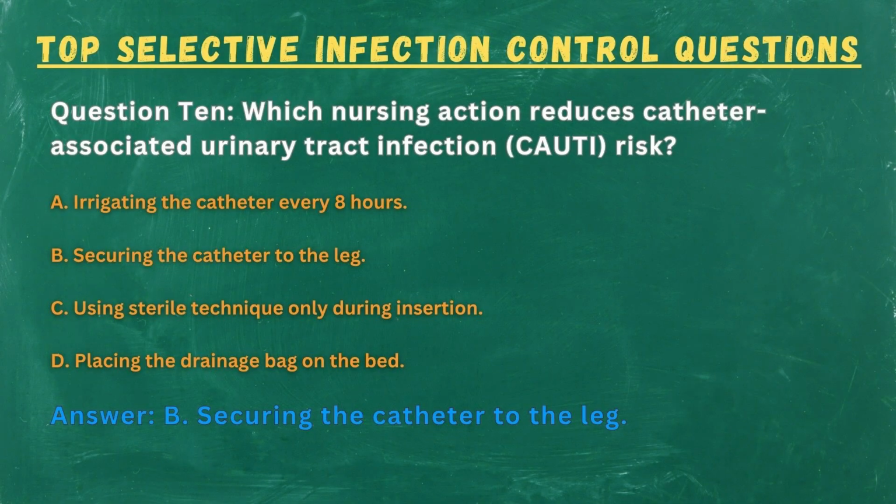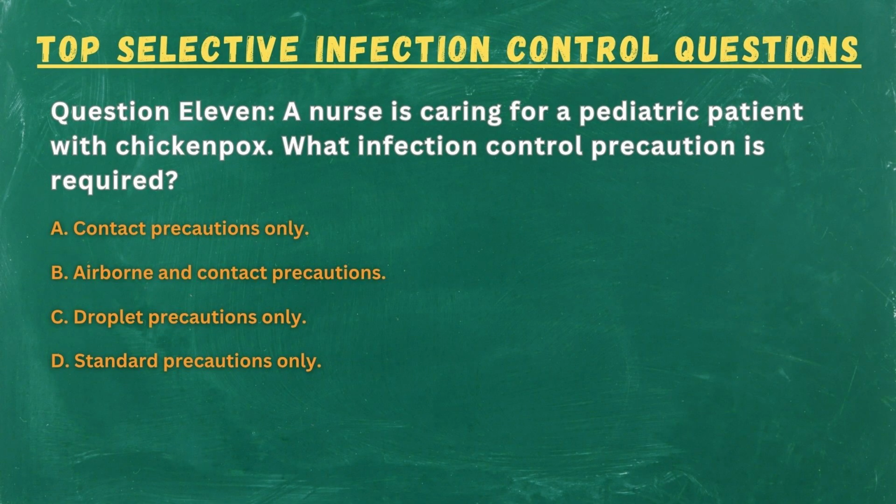Answer. B. Securing the catheter to the leg. Question 11. A nurse is caring for a pediatric patient with chickenpox. What infection control precaution is required? A. Contact precautions only. B. Airborne and contact precautions. C. Droplet precautions only. D. Standard precautions only.